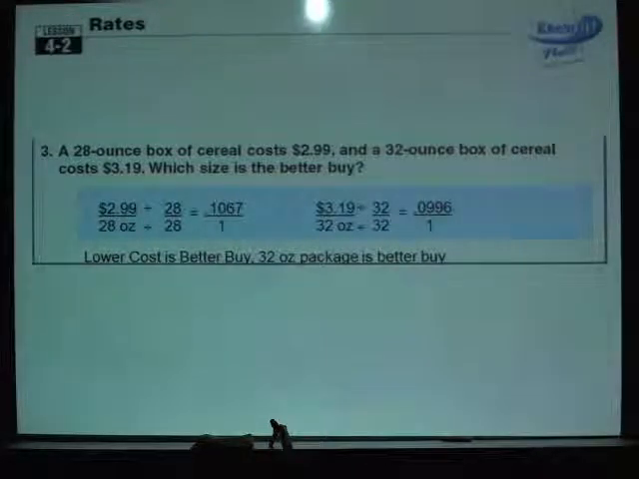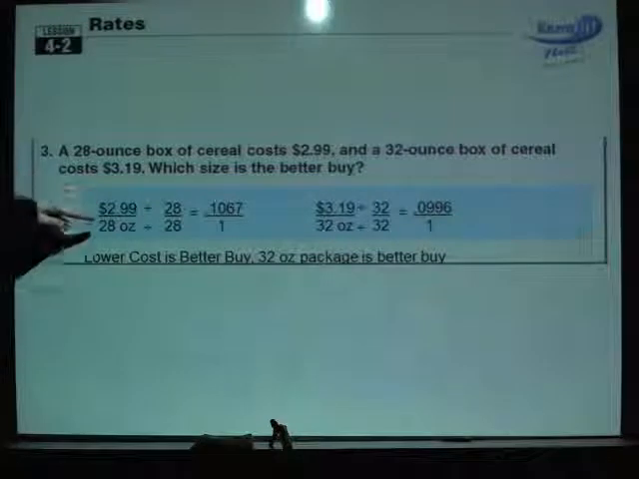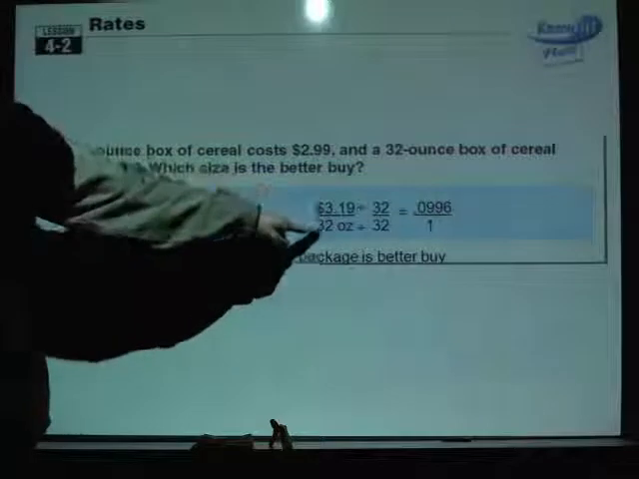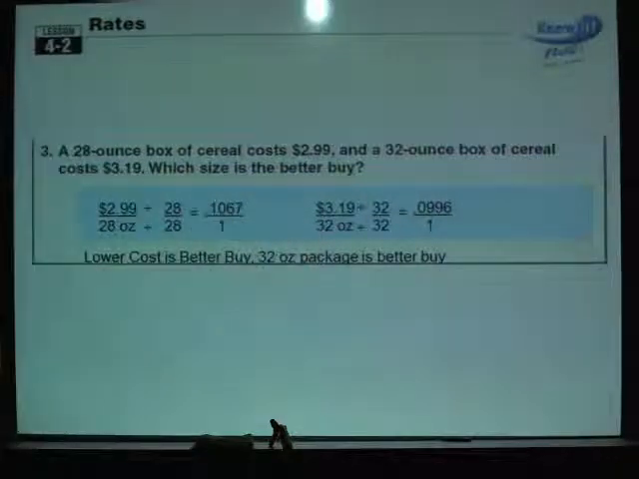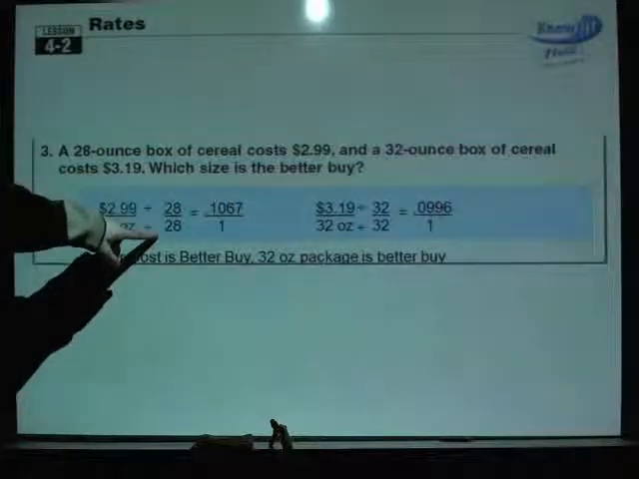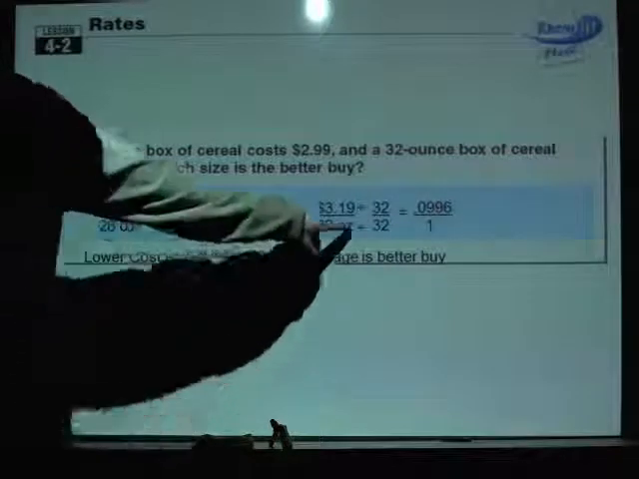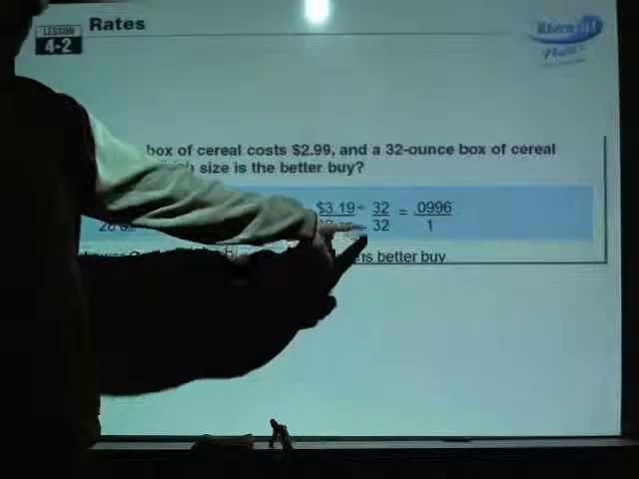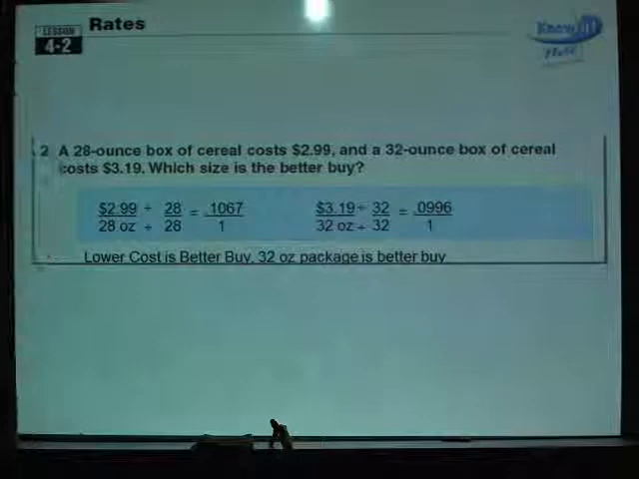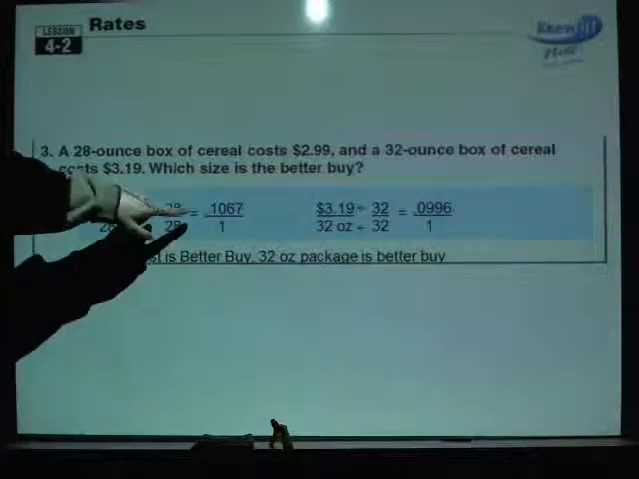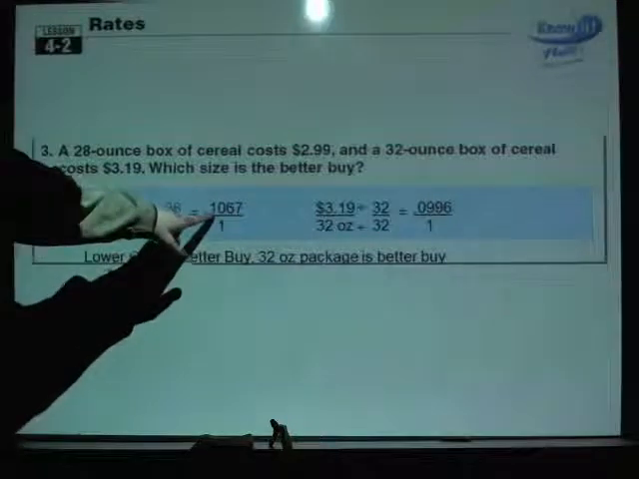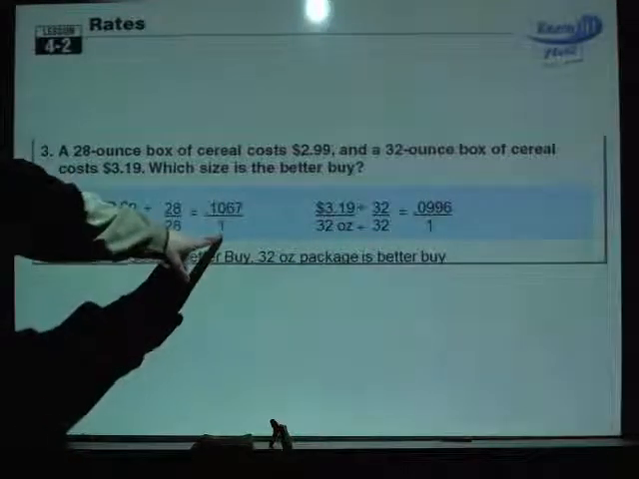When we look at the 28-ounce box, we're spending $2.99 for 28 ounces. When we look at the larger box, we're spending $3.19 for 32 ounces. Since the bottom number here is 28, I'm going to divide both the numerator and denominator by 28. Over here on the right side, since the bottom number is 32, I'm going to divide both by 32. When we come back to the small package, I find that when I take $2.99 and divide it by 28, I'm spending about 10.5 cents per 1 ounce.